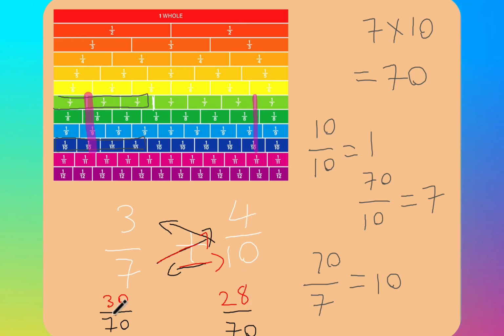So straight away we know that 3/7 is actually bigger than 4/10. And that would make sense. If we have 3/7 and we have 4/10 right here, it's not as big as 3/7. This is our end point for 3/7. This is our end point for 4/10. So that makes a lot of sense. So we're on the right track. Let's add these together now.